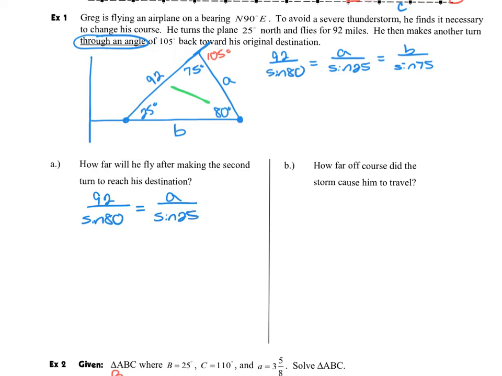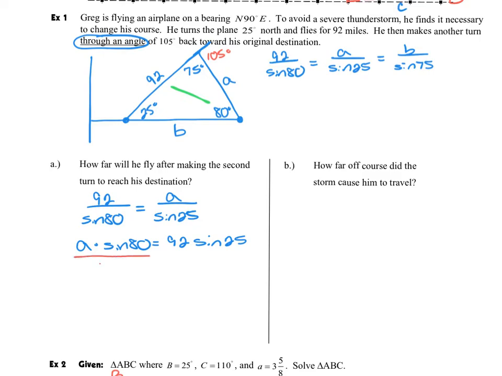When I cross multiply that, I end up with my A times the sine of 80 is equal to my 92 times the sine of 25. Remember, it's always easier when you write these if you have some type of integer or a variable to put on the front end. It's going to make it easier for our calculator work.